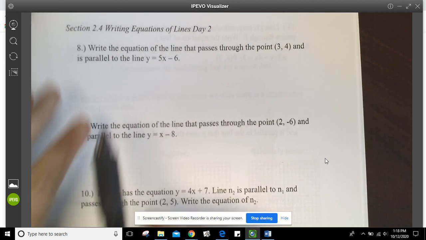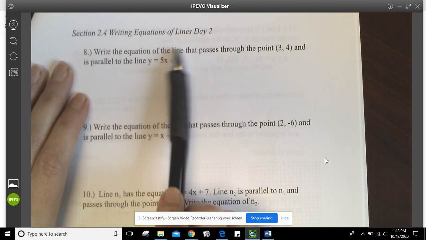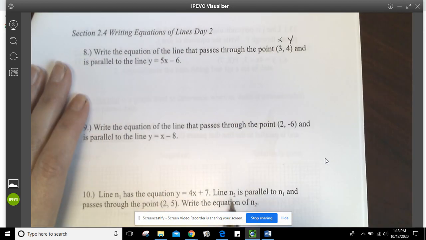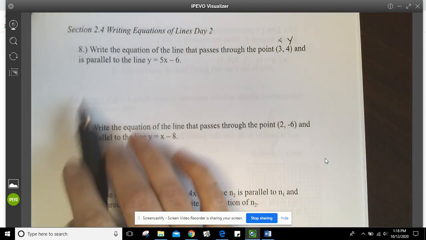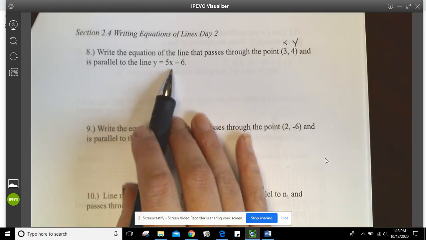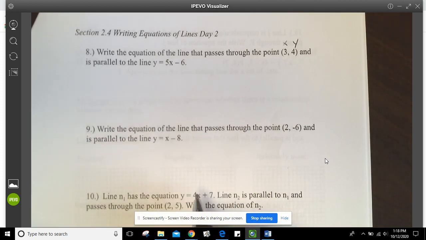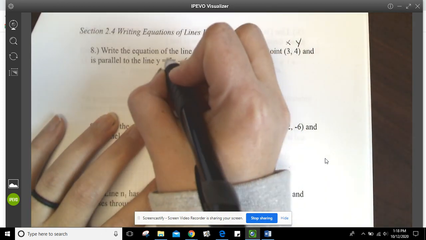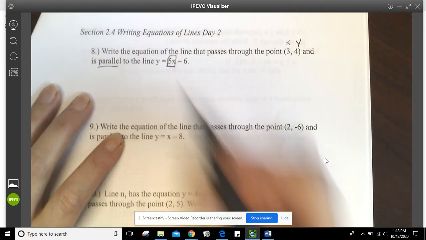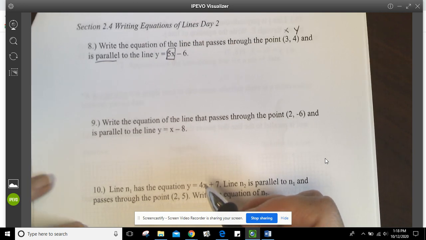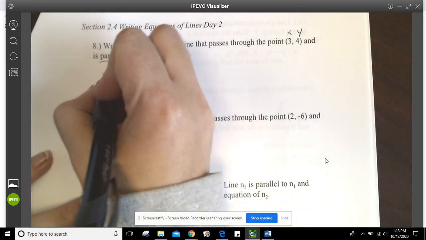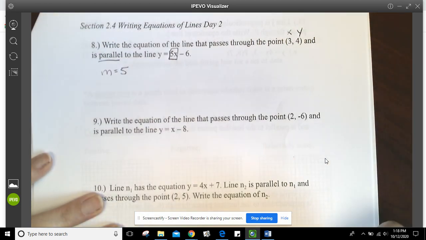So for number 8, if you look at it, it tells us to write the equation that passes through the point 3, 4. So I know this is x and y when I plug it in, and that it's parallel to this line. So if they tell you something is parallel or perpendicular, that means you want to look at the slope. So my slope of this line is 5. They told me it's parallel. So parallel lines have the same slope. So what that means is my new line also has to have a slope of 5.